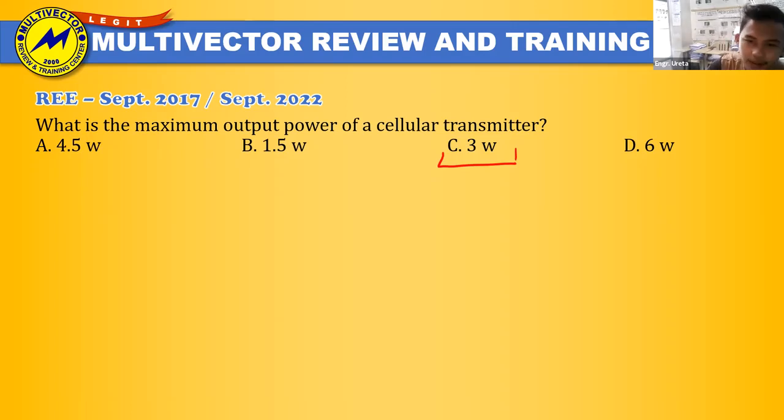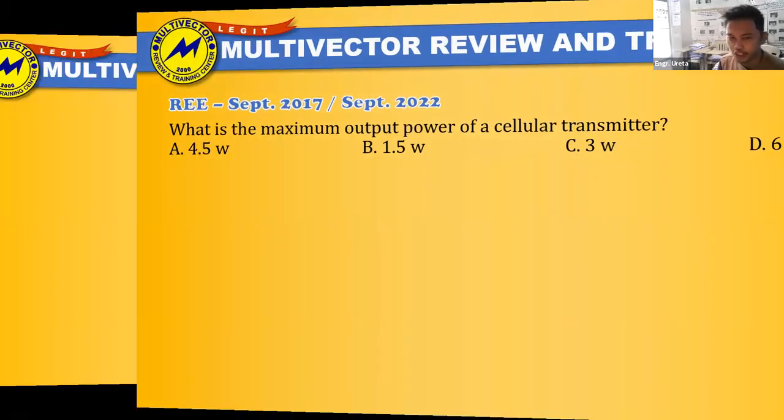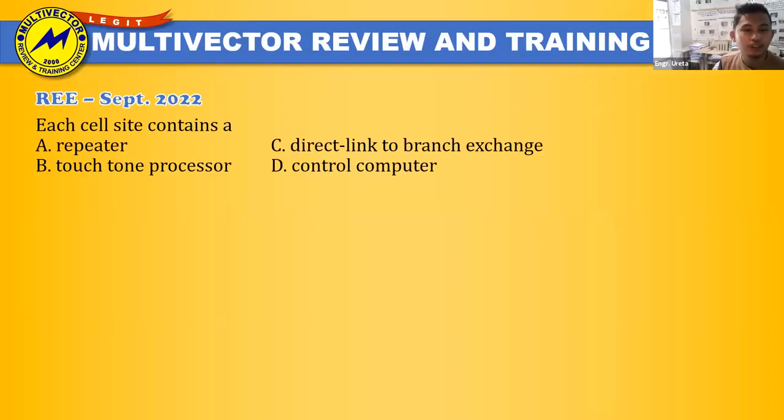Okay, next problem, problem 11, which came out in September 2022. Each cell site must contain blank. Letter A, repeater. The main function of a repeater is to amplify weak signal and also to propagate the signal. Kailangan merong repeater yung cell site natin para makarating yung signal to the receiving. So tamang sagot is letter A.